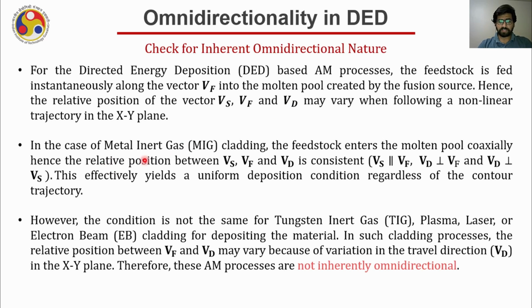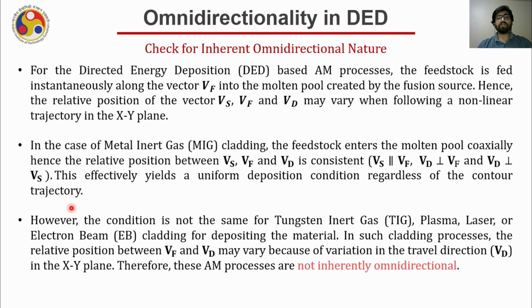Like in the case of metal inert gas welding, the feedstock enters the molten pool coaxially, right? So in that case, the direction of the fusion source, VS, will be parallel to VF, the direction of the material feed. The wire and the source will both be always collinear. Now we also know that the welding gun will be perpendicular to the substrate, and hence VS will be always collinear or parallel to VF, and the direction of travel will be always perpendicular to the wire and the fusion source. And if you recall, if this condition is satisfied, then definitely the process is inherently omnidirectional.